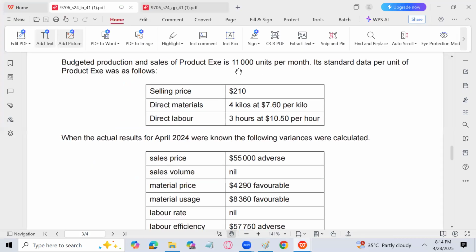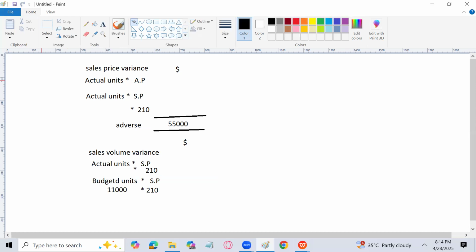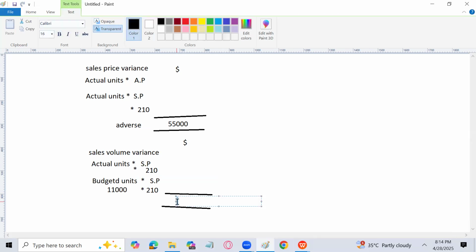The budgeted units, production and sale, is 11,000 units. That is the standard actually. So 11,000 budgeted units into standard price of 210. And actual units into standard price, we don't know. And the variance between the two is going to be nil. Can you tell me how it is going to be nil? Because it is given in the question that the variance is nil. It is quite clear in the question.